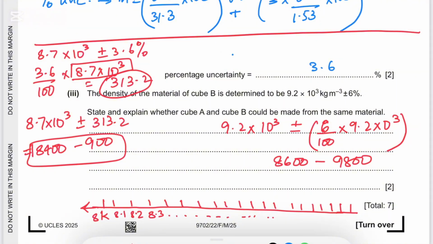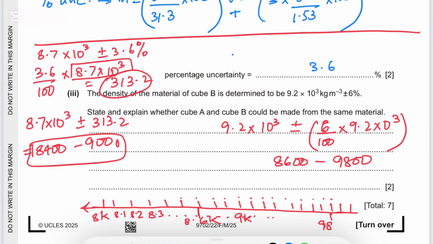And so that would be 8400, 5, 6, 7, 8, 9. That's 9000. Then 1, 2, 3, 4, 5, 6, 7, 8. That's 9800. Let's mark 8600 on the scale as well. There would be here.